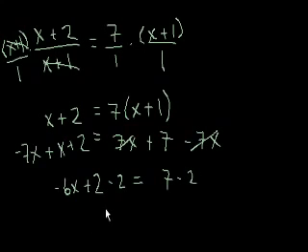And we're left with -6x = 5. Now it's a level 1 problem. We just have to multiply both sides times the reciprocal of the coefficient on the left-hand side, and the coefficient's negative 6. So we multiply both sides of this equation by negative 1 over 6.